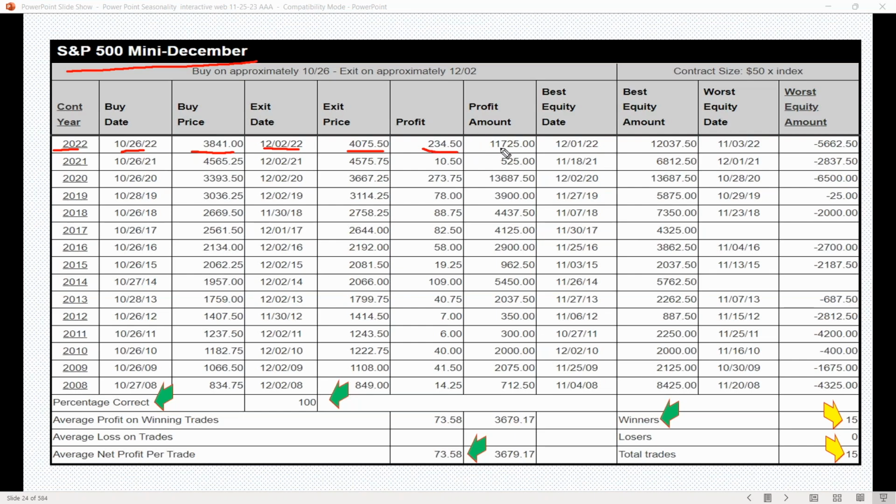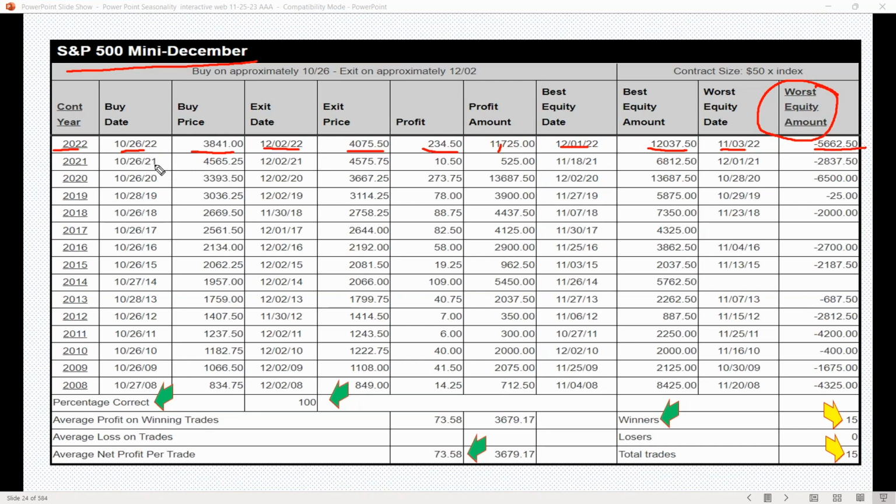Our profit amount was over $11,725. That was your profit amount. Best equity shows you on the 1st was up 12,000. Worst equity came on the 3rd. It was down here. Using my momentum indicators really helps to avoid these equity drawdowns, which I'll show you next.